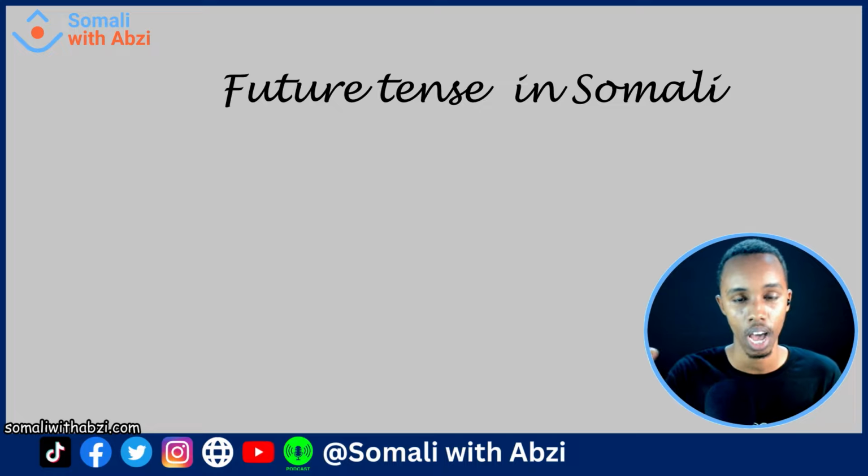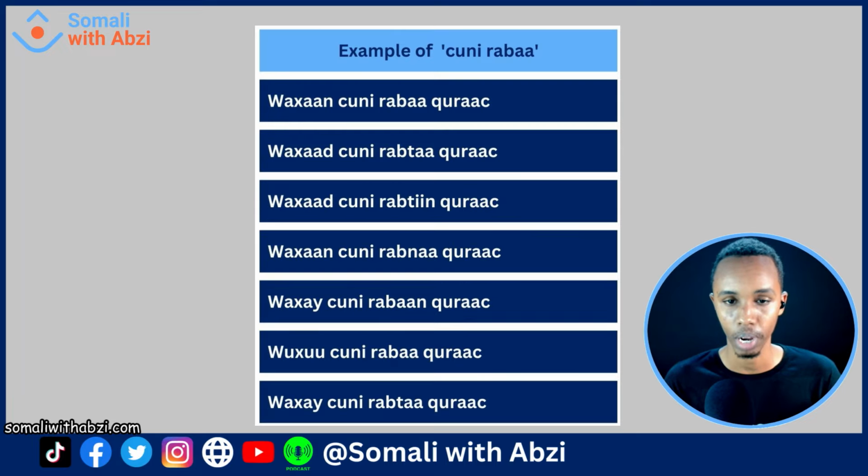We're going to say I, you, we, they, he, she, all of them. Waxaan uni raba quraac.